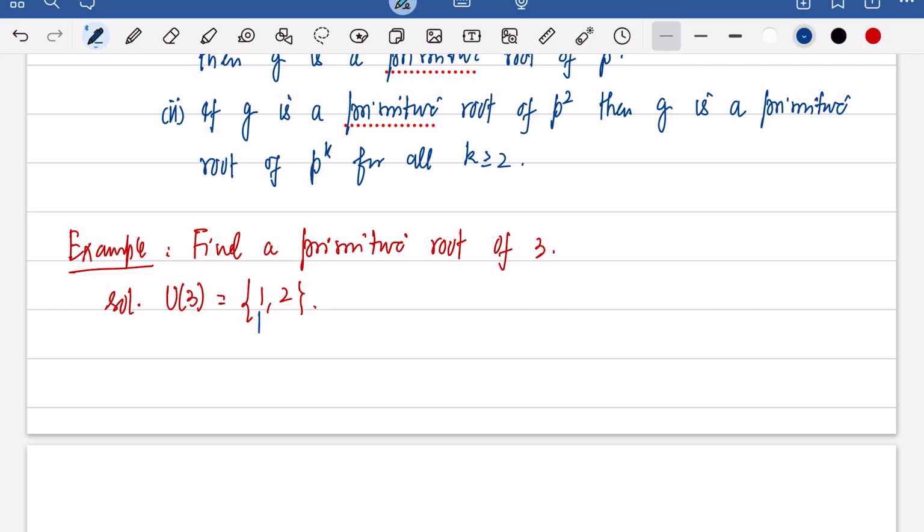Now since 1 is the identity element, its order must be equal to 1. So we are left with 2 here, that is order 2. Order of 2 is equal to phi of 3, which is equal to 2.